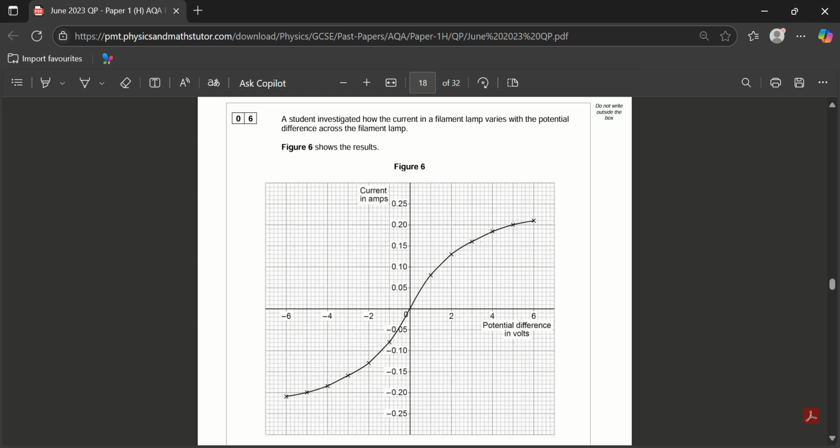This is part 2 of Paper 1, June 2023, question paper higher tier AQA GCSE Physics.